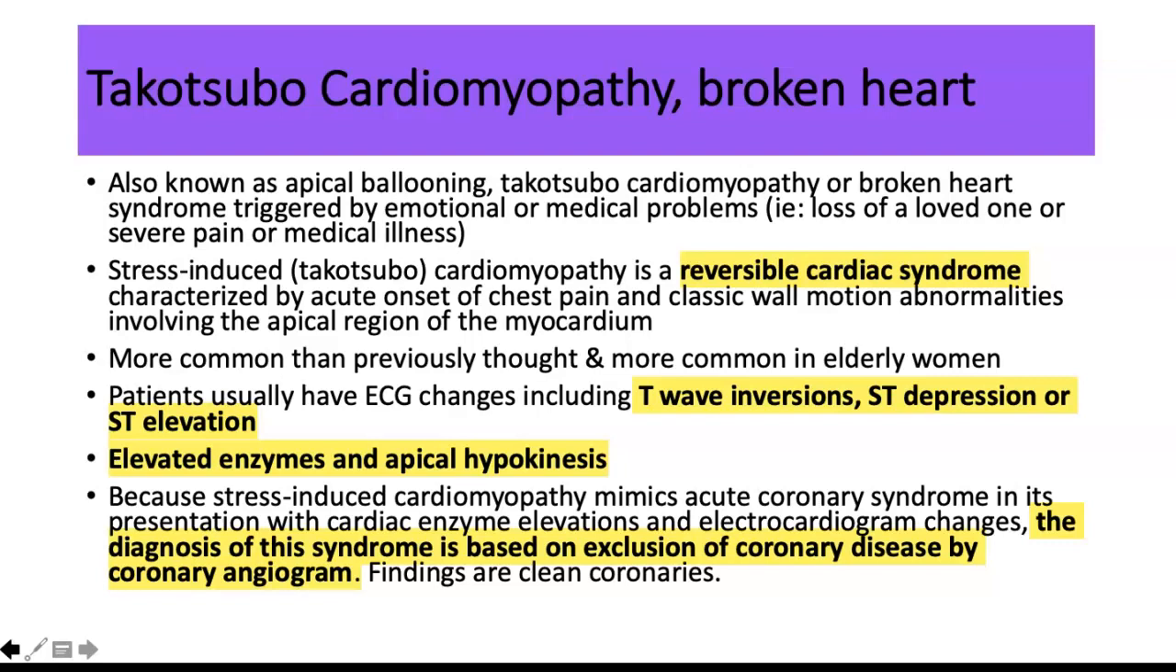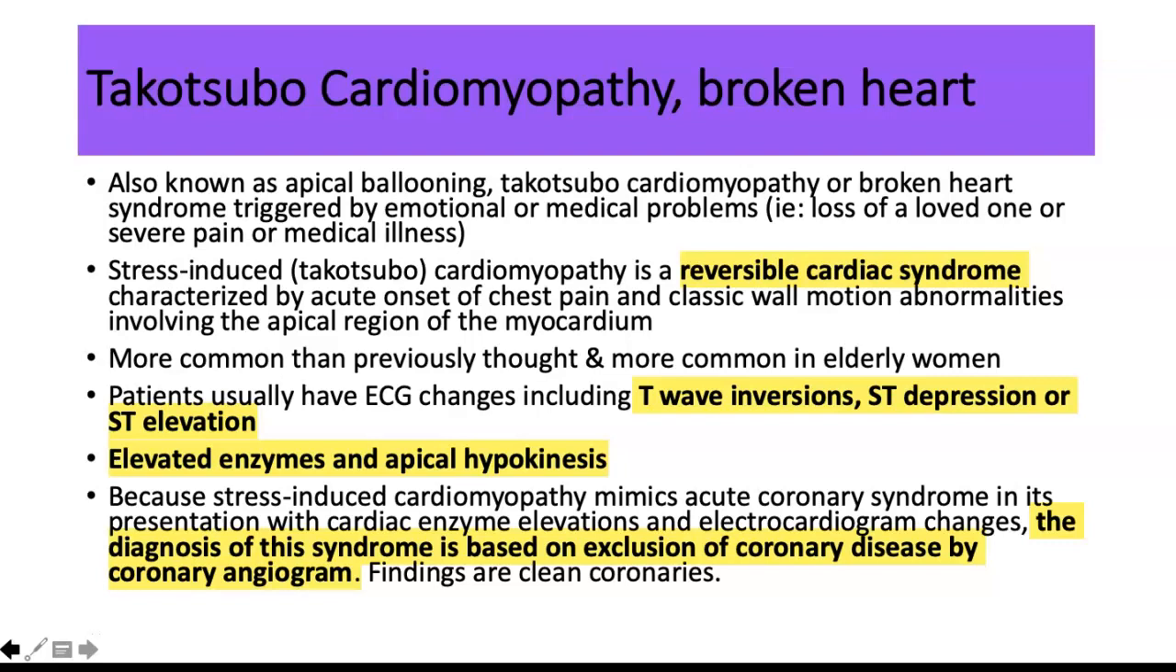Takotsubo cardiomyopathy or broken heart syndrome. This is known as apical ballooning. It is triggered by emotional or medical problems, for example, loss of a loved one or severe pain or a severe medical illness. They also refer to this as stress-induced cardiomyopathy. This is a reversible cardiac syndrome, characterized by acute onset of chest pain that is associated with classic wall motion abnormalities that involve the apical region of the myocardium. And I'll show you some pictures in a few slides.